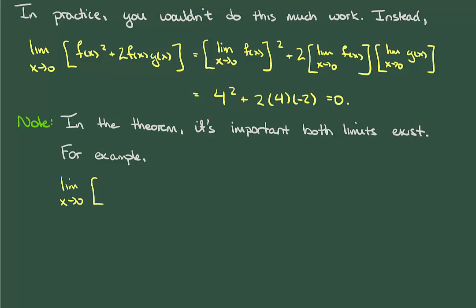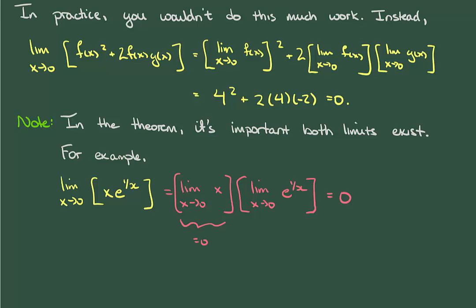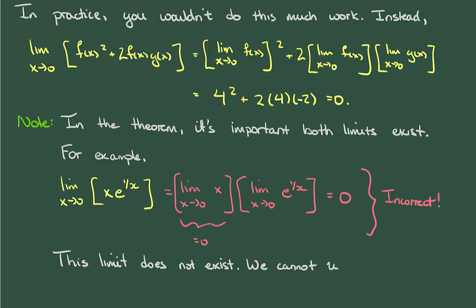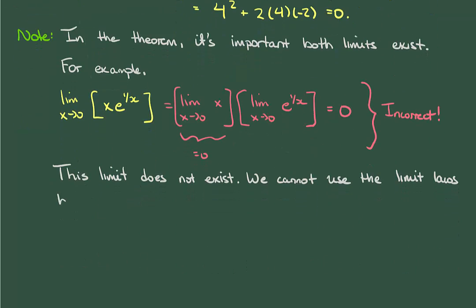Look at the function x e to the 1 over x as x approaches 0. If you try to split this up naively and use the fact that the first limit is 0, you might think that the overall limit is 0, but that turns out not to be correct. In reality, this limit does not exist at all at 0. And we cannot use the limit laws because the second limit, e to the 1 over x, simply doesn't exist. So make sure you're not accidentally misapplying these laws when you start working through limits.